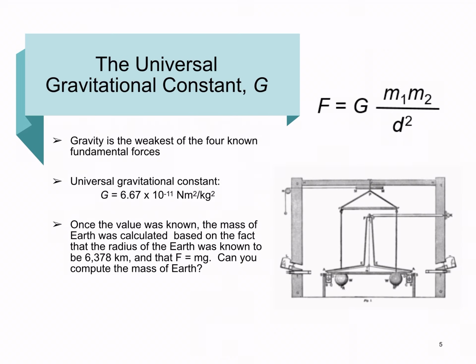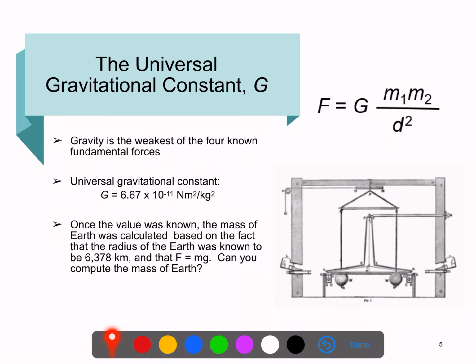So in mathematical form, you have this equation here: the force of gravity is proportional to the product of the two objects' masses, inversely proportional to the distance squared between them, and this constant of proportionality is then known as the universal gravitational constant. We know now that it has this value, 6.67 times 10 to the minus 11 Newton meters squared per kilogram squared.